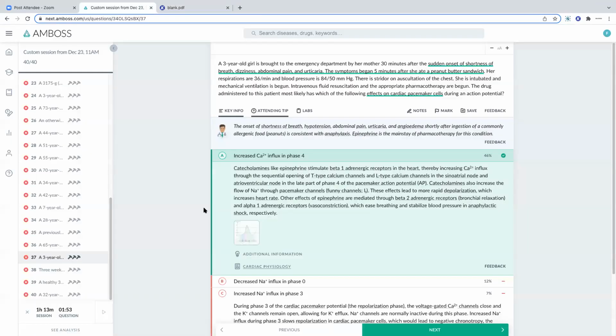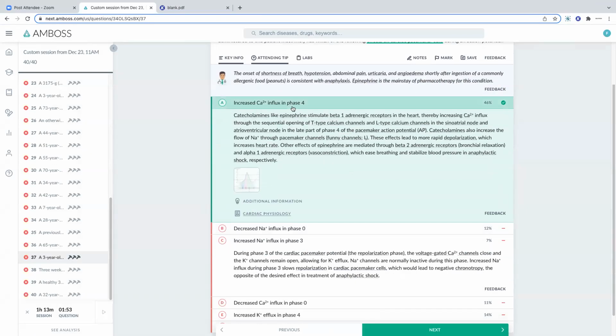So over here, in phase 4, if you increase calcium influx, if calcium entry increases, not only do you have an increase in the rate of depolarization, you also have an increase in force of contraction. So epinephrine will have no effect on the sodium level, only on the calcium level. Have I made myself clear, yes or no? Because by increasing calcium level, you're increasing the heart rate and the force of contraction at the same time.